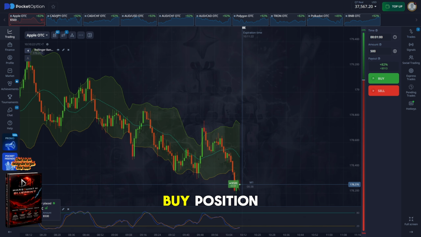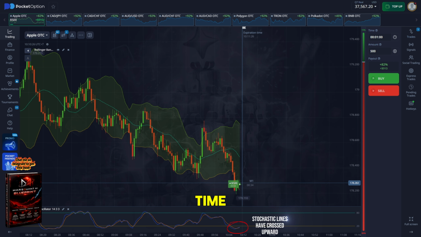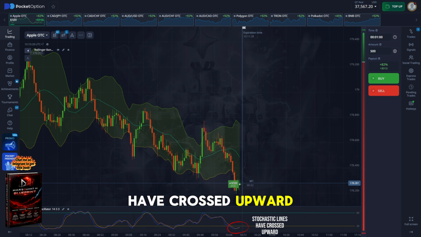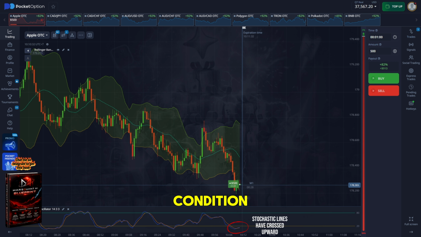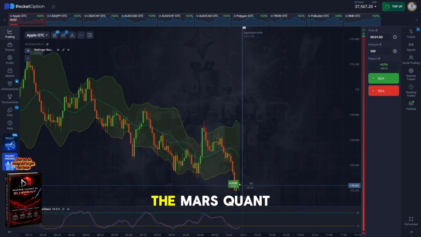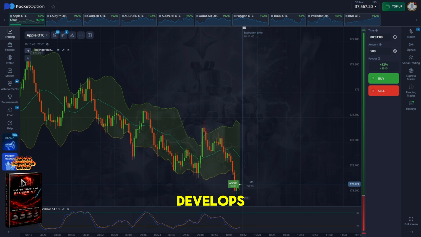I'm opening a buy position because price has reached the lower Bollinger Band. At the same time, the stochastic lines have crossed upward while the indicator remains below level 20, confirming an oversold condition. These conditions match the MarsQuant Blueprint rules for a potential buy setup. Now let's watch the market and see how this trade develops.